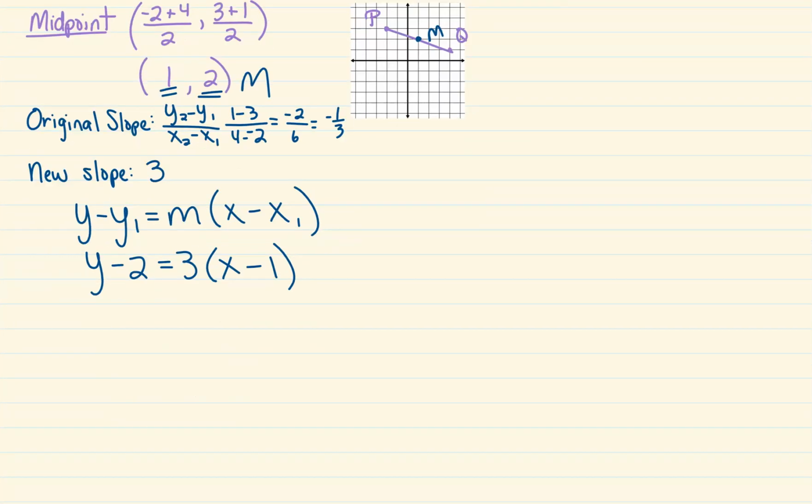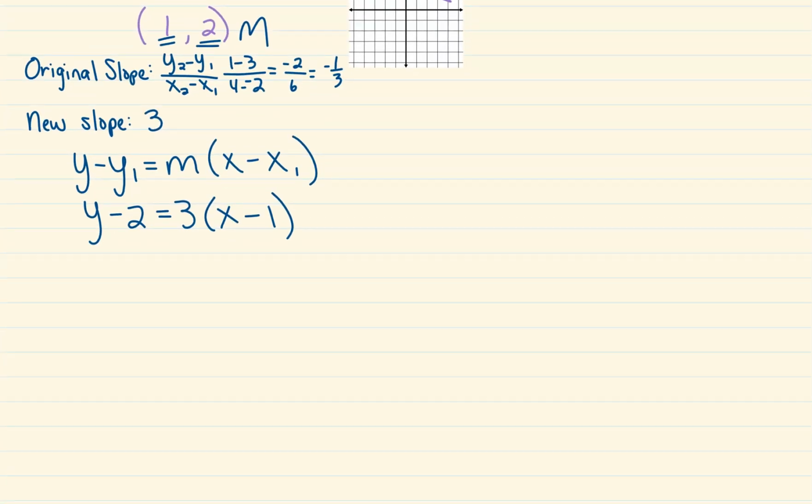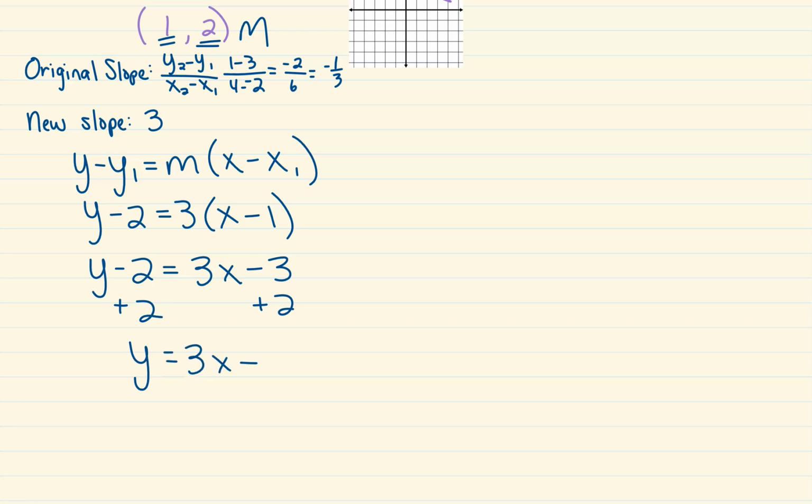That's our equation, but we want to change it into slope-intercept form. So we're going to distribute the 3. So 3x minus 3. And then we're going to add 2 to both sides. It's -1. So y equals 3x minus 1.